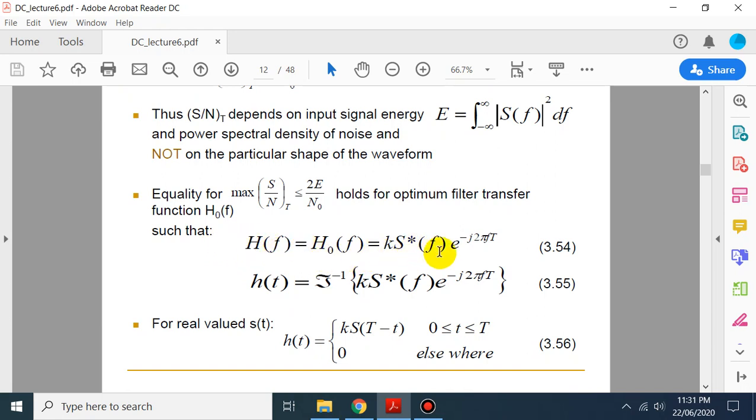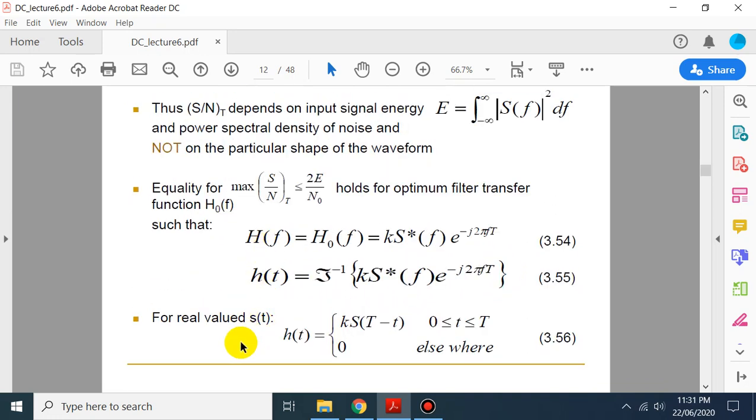k into S conjugate of f with e to the minus j 2 pi f T, where h of t for this expression will become this one. This will be the inverse Fourier transform of this one here. So for a real valued signal we represent h of t like this. From this observation we see that signal to noise ratio does not depend on the particular shape of the waveform. It depends on the input signal energy and the power spectral density of the noise. From this we design our h of t, the impulse response of the filter, which is represented with this one.